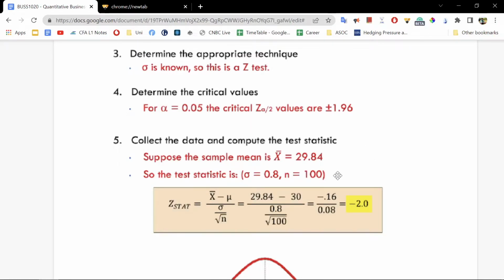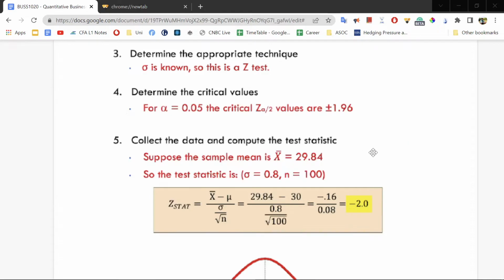What we are doing here is alpha is 0.05, and we have to divide 0.05 by 2. Why? Because our distribution has two sides, the left side and the right side. So 0.05 divided by 2 is 0.025, which means 0.025 of the alpha is the rejection region on each side.